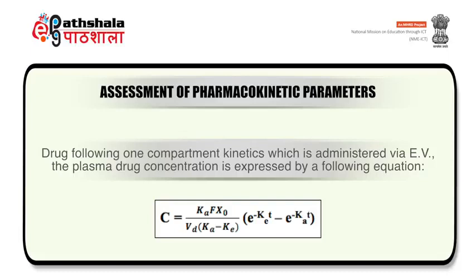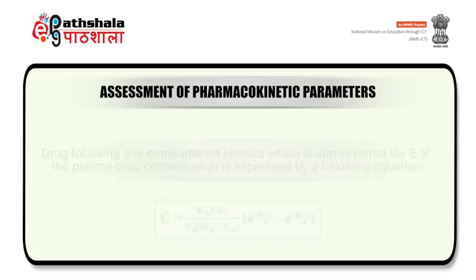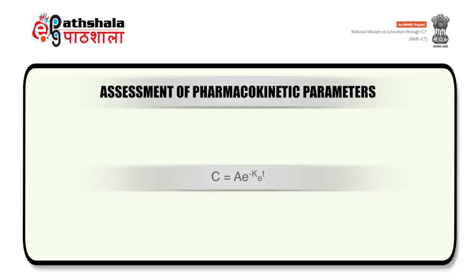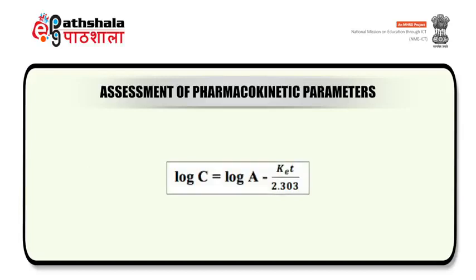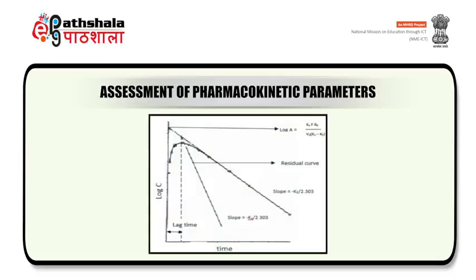The plasma concentration is expressed by the complex multi-exponential equation. When you reduce this multi-exponential equation in the term C equal to A e to the power minus Ket and take the log, you get an equation which is log C equal to log A minus Ket upon 2.303, where C is the back extrapolated plasma concentration. When the log C versus time graph is obtained, it shows a bi-exponential phase.